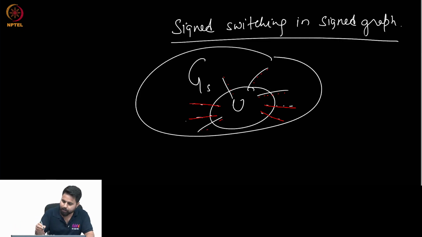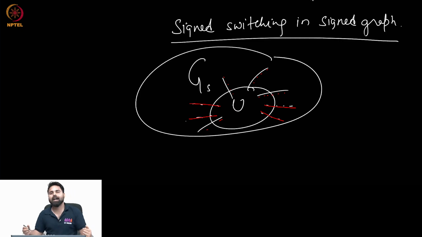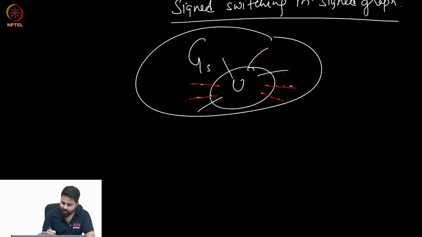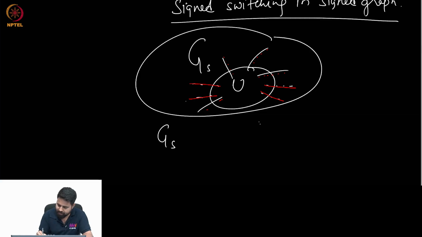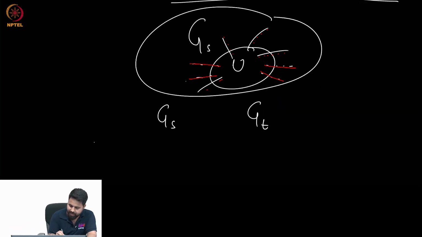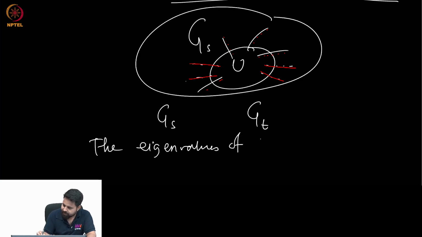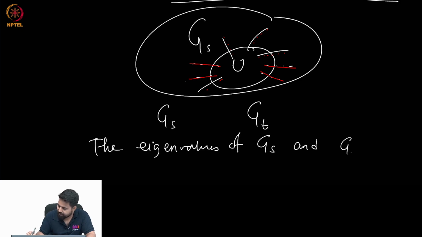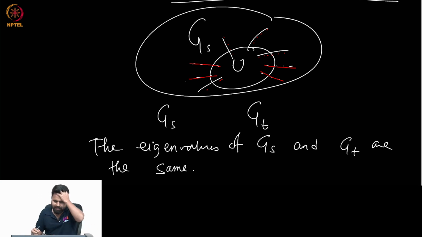The first result that we will prove is that once we do the signed switching, the resulting graph still has the same eigenvalues. Let me denote the original graph by GS, and after the signed switching with respect to some vertex subset, suppose this graph is GT. We will prove that the eigenvalues of GS and GT are the same. How to prove this? This is actually very straightforward. We have seen the technique many times, so let us go ahead with this.